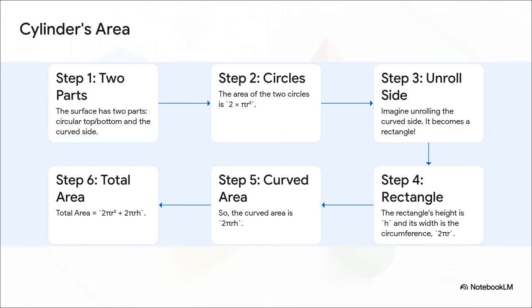Now, how in the world do you measure that curved part? Well, this is the really cool trick. The top and bottom are easy. They're just 2 circles. The area of a circle is pi r squared, so for 2 of them, it's 2 pi r squared.